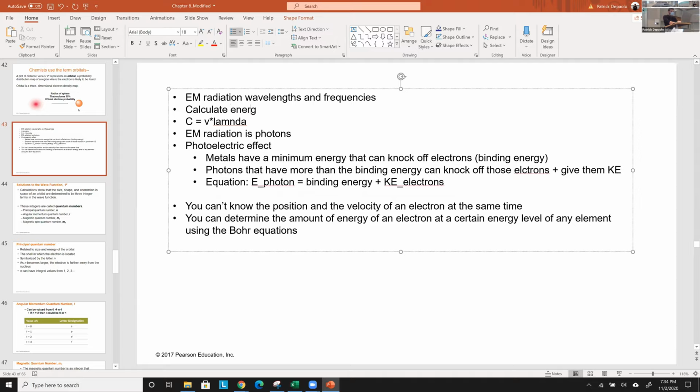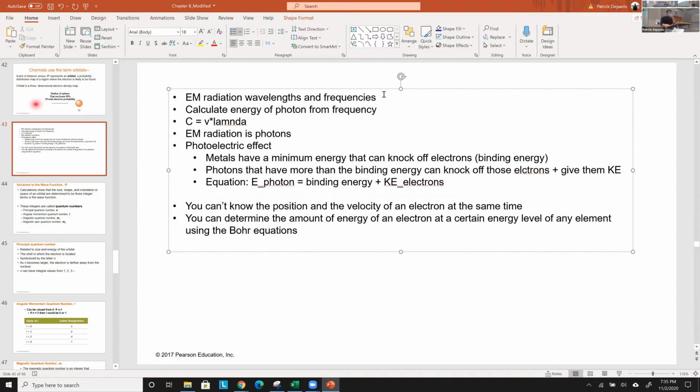You can calculate the energy of a photon from frequency: the Planck constant times the frequency equals the energy of the photon. Also, the wavelength times the frequency equals the speed of light. Electromagnetic radiation is all in the form of photons, so there are just different wavelengths and frequencies of photons along the entire EM spectrum.